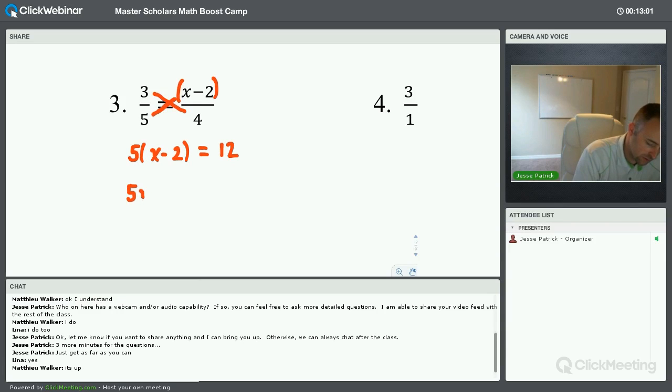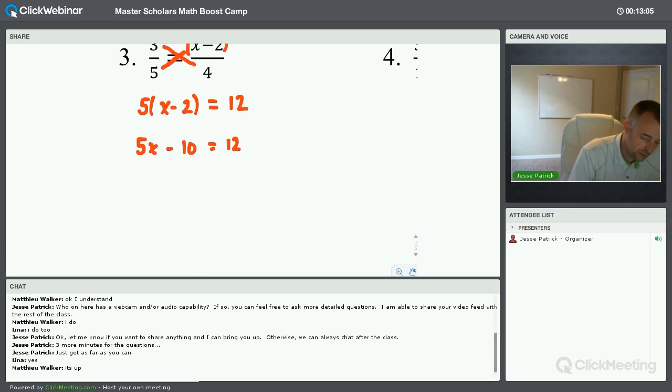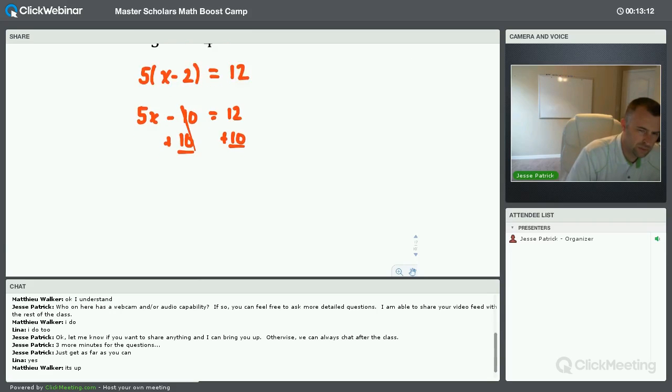So I have 5x minus 10 equals 12. Now I'm going to add 10 to both sides. I'm going to solve for x. This one won't work out as pretty, but oh well. Here I get 5x equals 22.